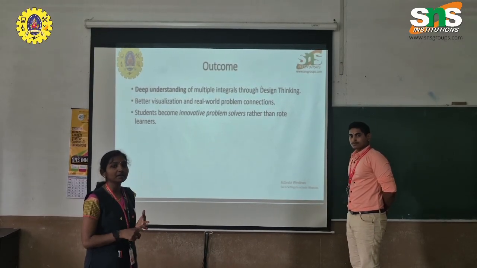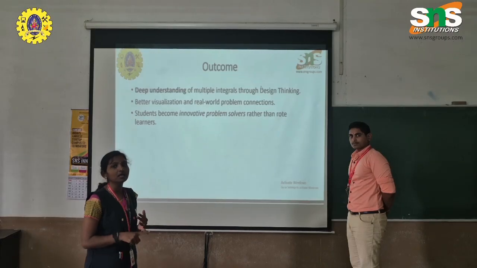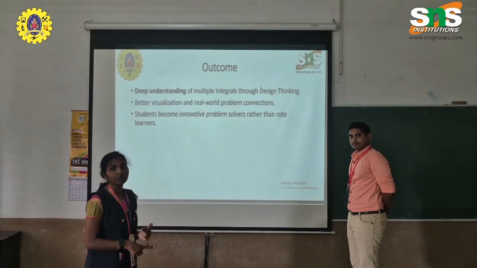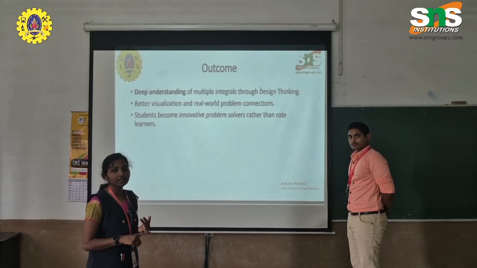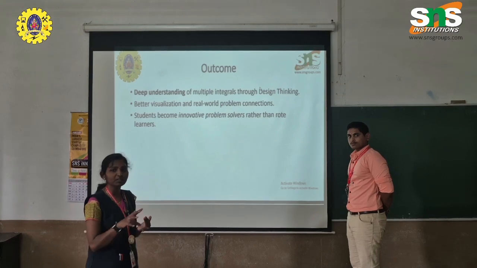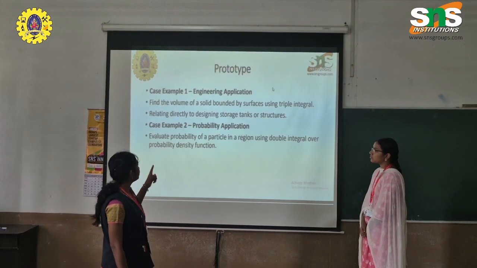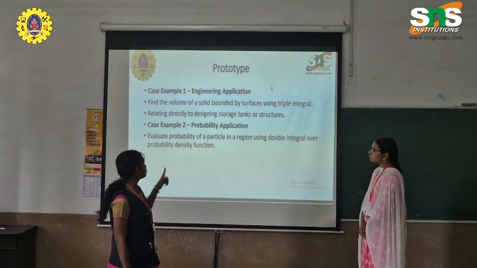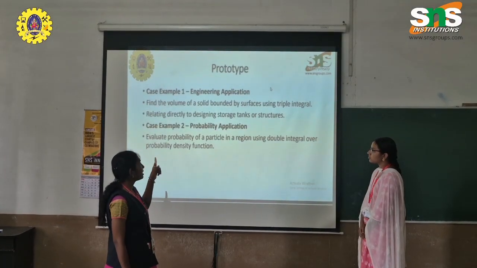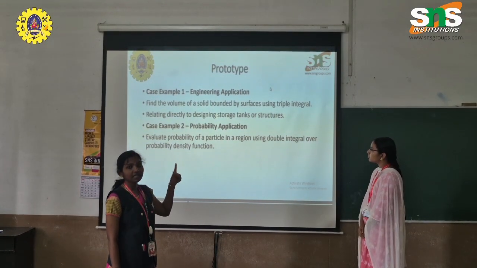So the 2 problems can be done using design thinking approach. One is the volume of a paraboloid can be found, and the second one is you can find the probability of a particle in a particular region. So in this prototyping, we have seen the first example as an engineering application, wherein the volume of a solid bounded by surfaces using the triple integral has been found.